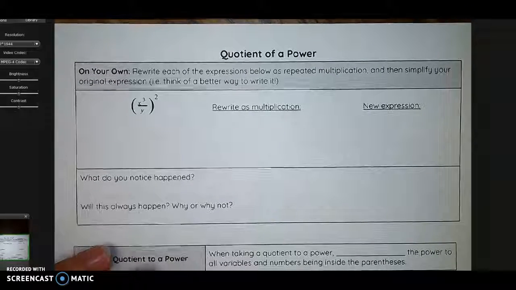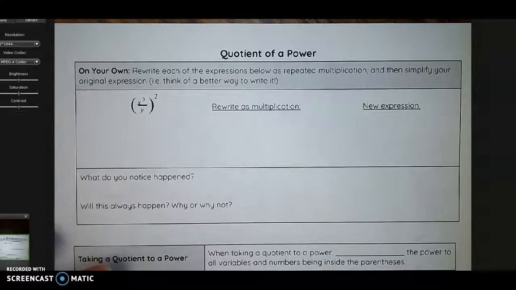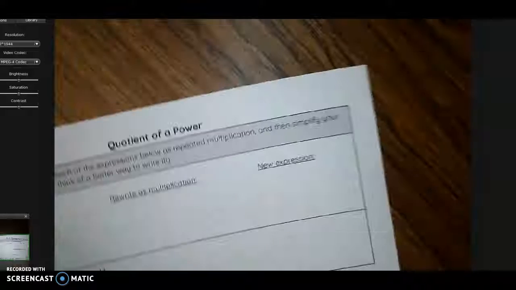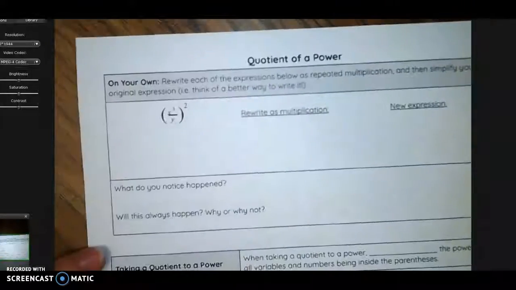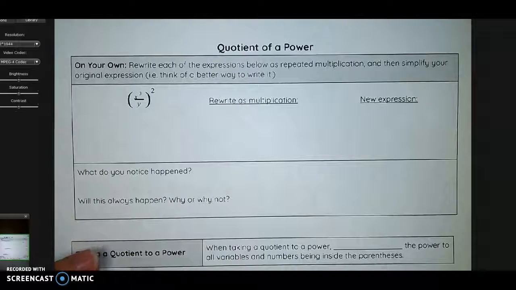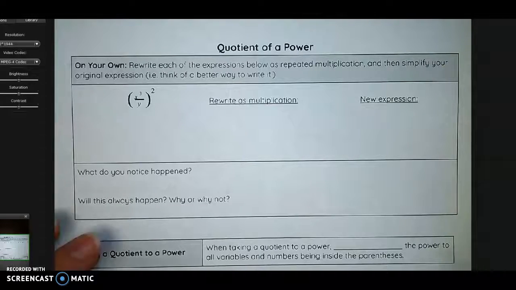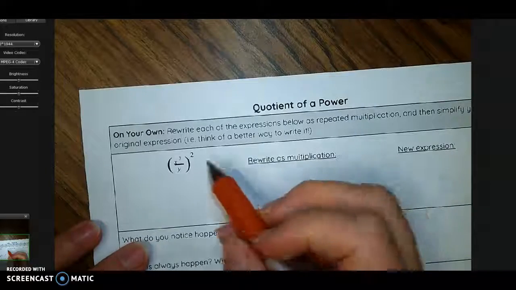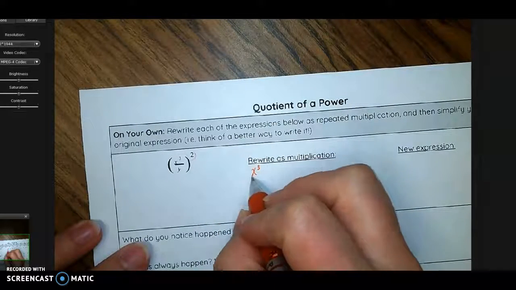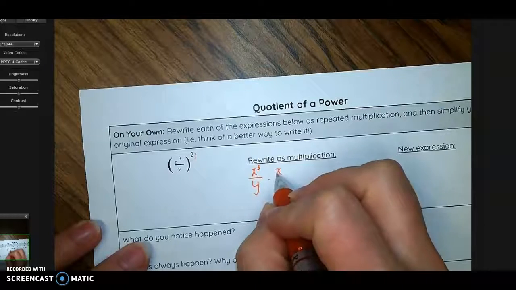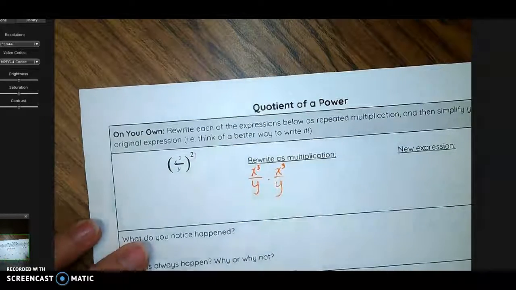Alrighty, so now we're going to be talking about quotient of a power, and we talked about, on the other side here, we were working with dividing exponents with the same base. So what we're going to be talking about is if we have a quotient to a power, and what you're going to find is we're going to rewrite this as multiplication, because any exponent can be rewritten as multiplication. So it means I would have x to the third over y times x to the third over y.